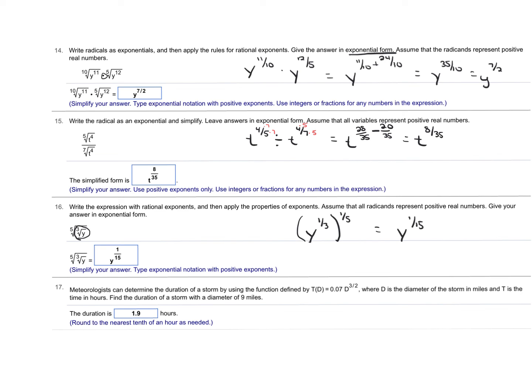And then it says meteorologists can determine the duration of a storm by using this formula, where d is the diameter of the storm in miles and t is the time in hours. Find the duration of a storm with a diameter of 9 miles.